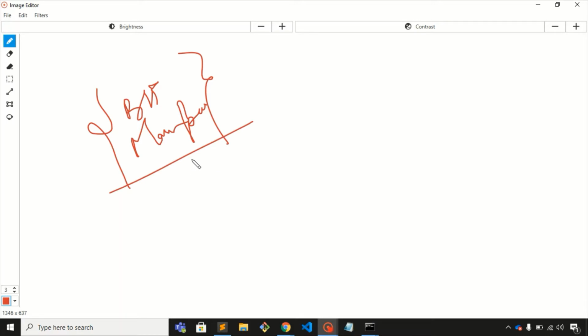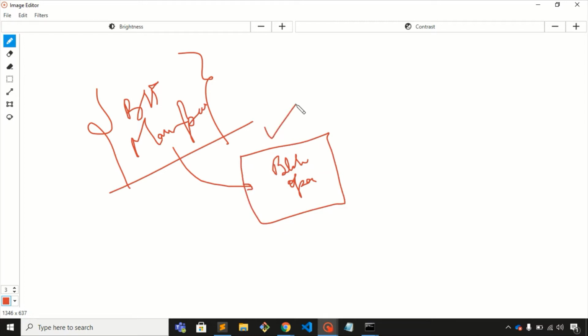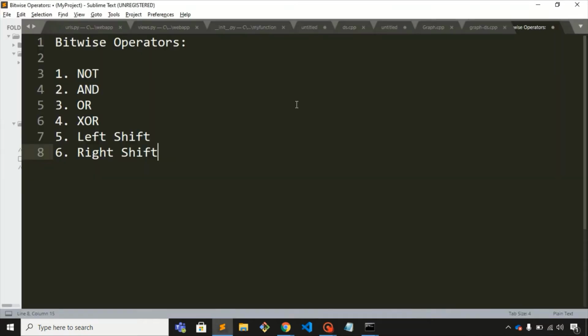In this video I'll give you a quick introduction to bitwise operators, because this is a kind of prerequisite for bit manipulation. So let's discuss bitwise operators. In C++ we have around 6 kinds of bitwise operators: bitwise AND, NOT, OR, XOR, then we have left shift and right shift.